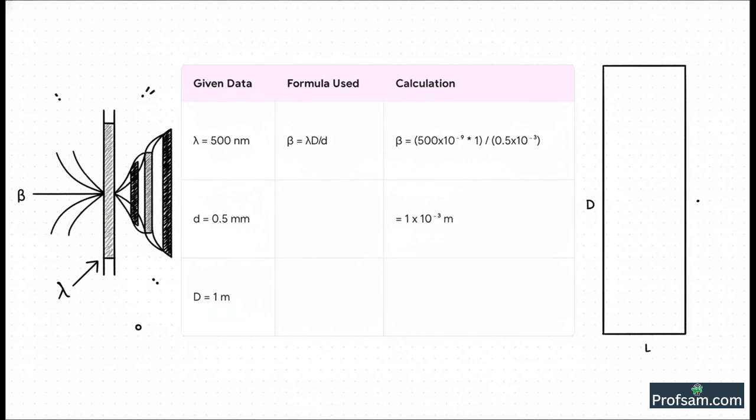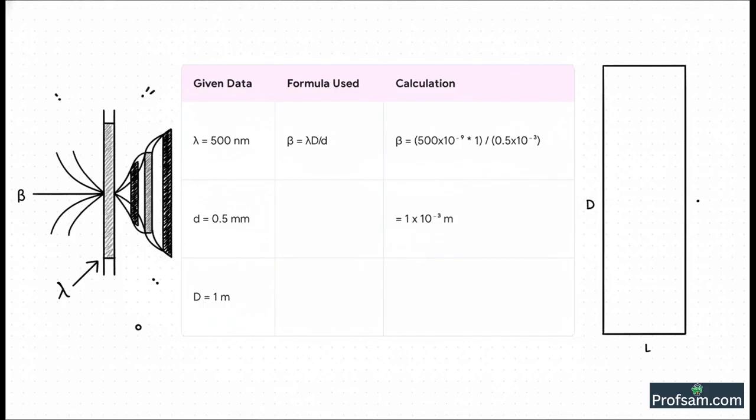Okay, let's look at the data we have. The wavelength, lambda, is 500 nanometers. The distance between the slits, small d, is 0.5 millimeters, and the distance to the screen, capital D, is 1 meter. We use the straightforward formula for fringe spacing. Beta is equal to lambda times D divided by d.